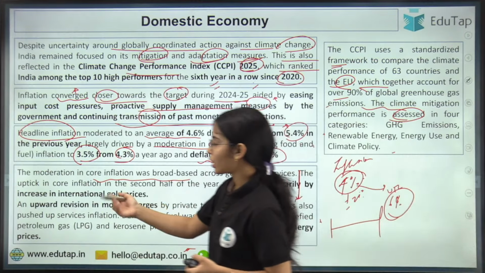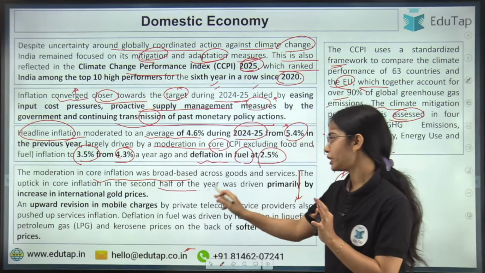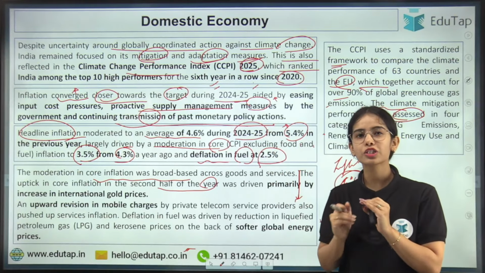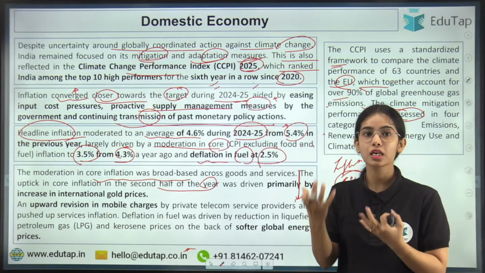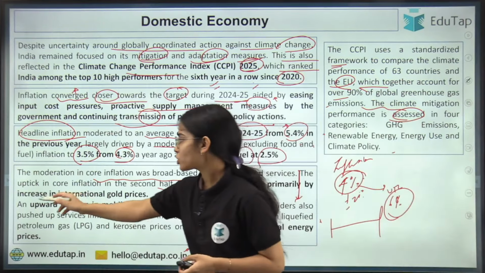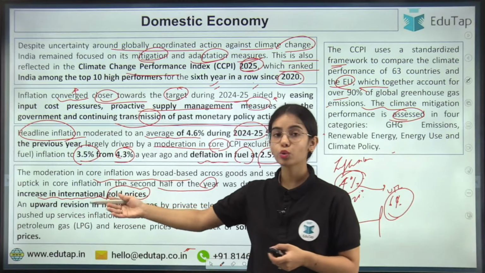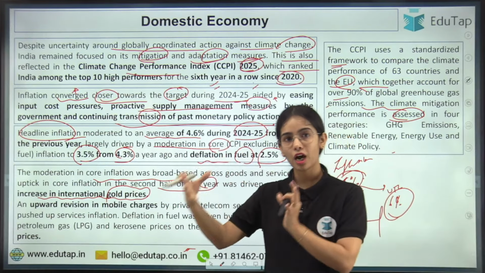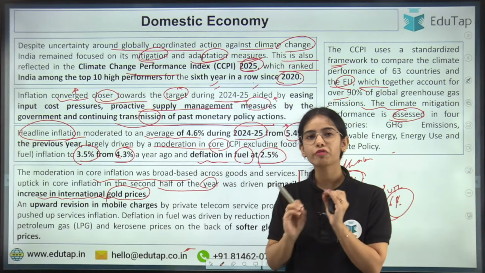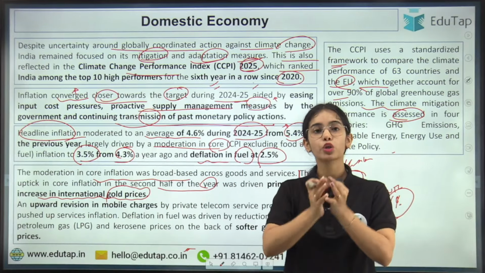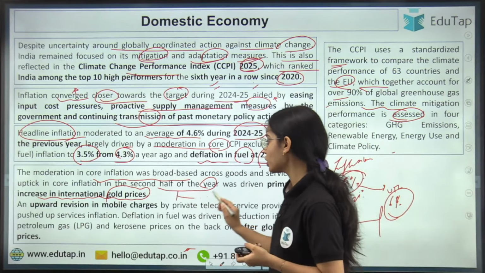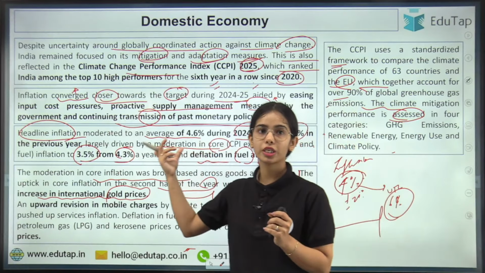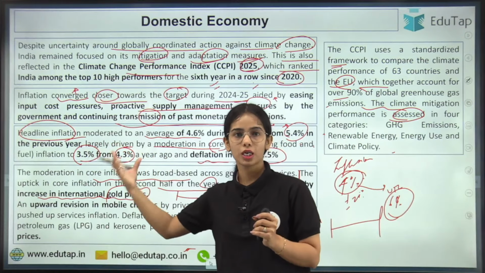The uptick. In the second half of the financial year of 2024-25, the core inflation started to slightly increase because of the increase in international gold prices. You know how high the gold prices right now are. So as the gold prices increased in the second half of 2024-25, core inflation also started to increase slightly. But overall, for the complete financial year of 2024-25, the core inflation decreased from 4.3% to 3.5%, okay?